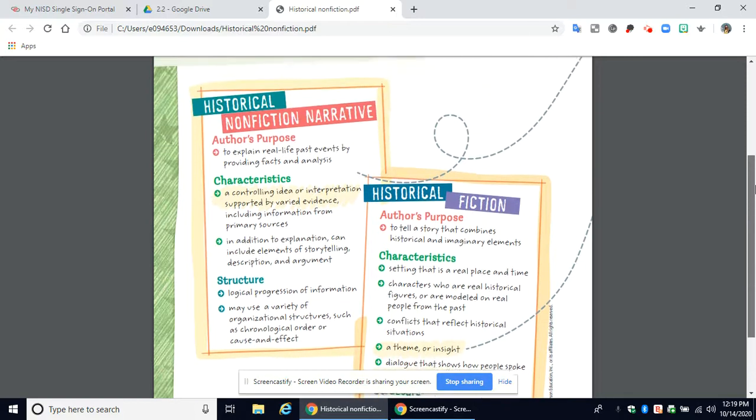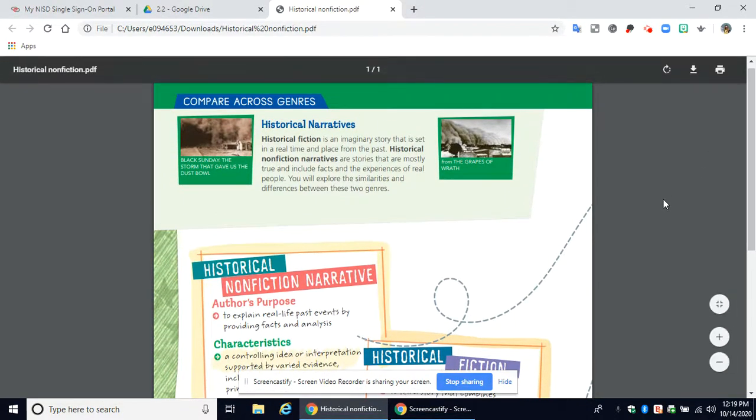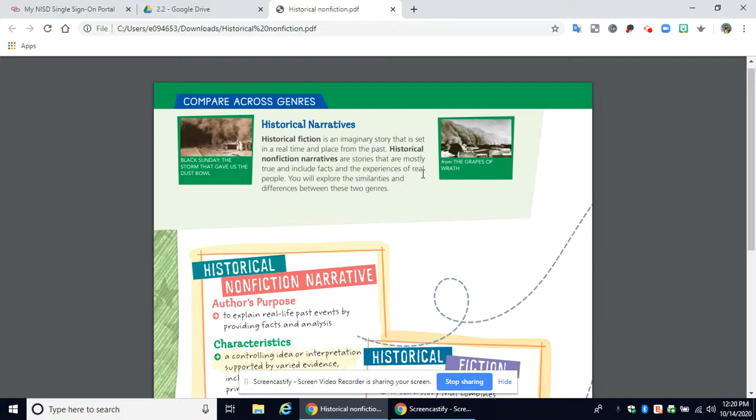So, again, that is the genre of historical fiction. Now you are going to be reading the story of Black Sunday, the storm that gave us the Dust Bowl, and that is going to fall under historical nonfiction narratives.